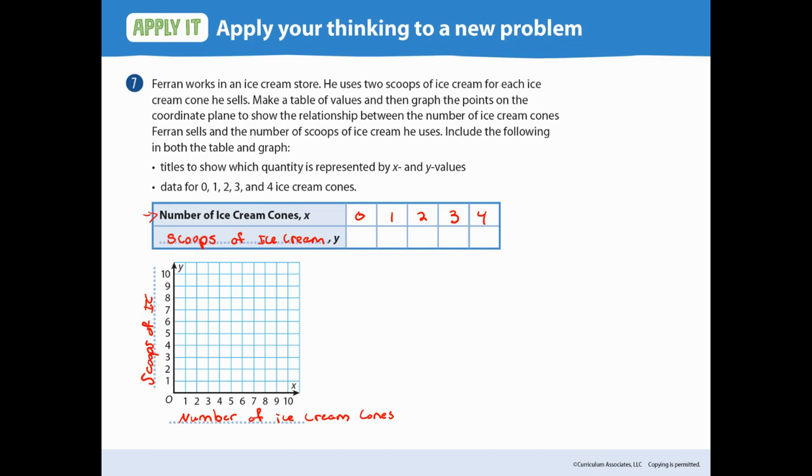I'm going to abbreviate. All right, now it says for every ice cream cone sold, Ferran uses 2 scoops of ice cream. So if I sell 0 ice cream cones, I'm not going to use any ice cream. So that's going to start at 0, 0. If I sell 1 ice cream cone, each ice cream has 2 scoops, so that would be 2 scoops. If I sell 2 ice cream cones, two ice cream cones with 2 scoops apiece would be 4. 3 would be 6, and 4 would be 8. And remember, our points, if we need to, can look like this. Still our x, y.